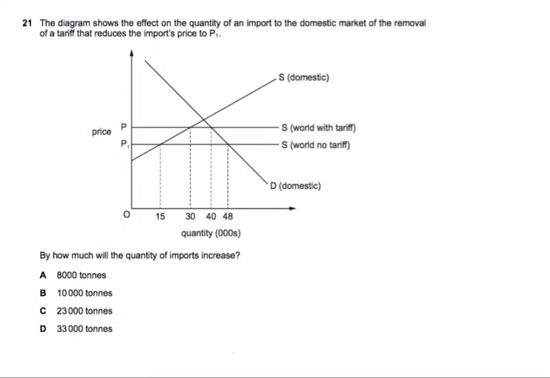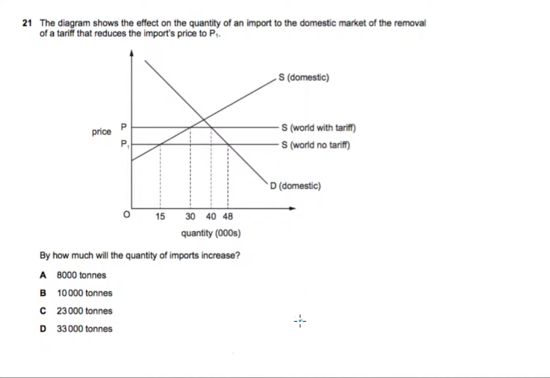Question number 21. The diagram shows the effect on the quantity of an import to the domestic market of the removal of a tariff that reduces the import's price to P1. So initially the tariff was set at P, where there was a world price with tariff, and then the tariff was removed and then the price moved to P1 here. By how much will the quantity of imports increase?